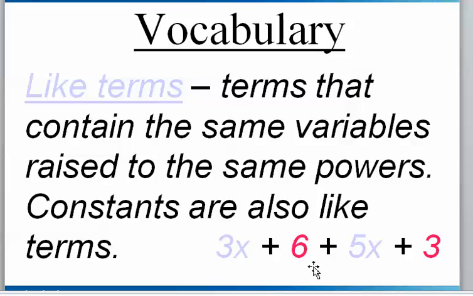So I have this expression written here, and notice I've changed the colors of the numbers so you can see which is like and which is not like. So the 3x and the 6 cannot be added together, but 3x and 5x can. And the 3x plus the 5x would give me an 8x. The 6 and the 3 can be added together, which would give me a 9.